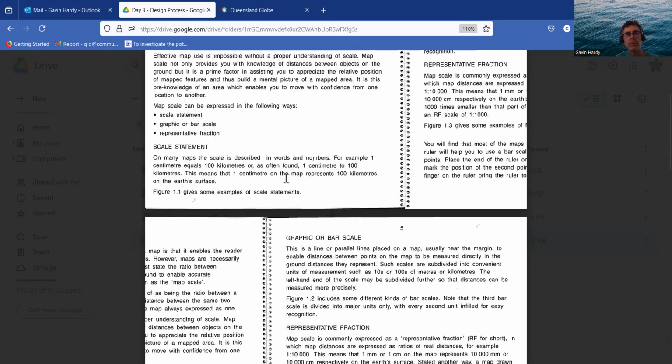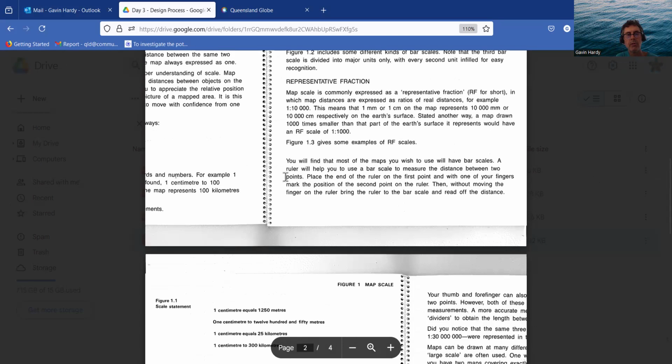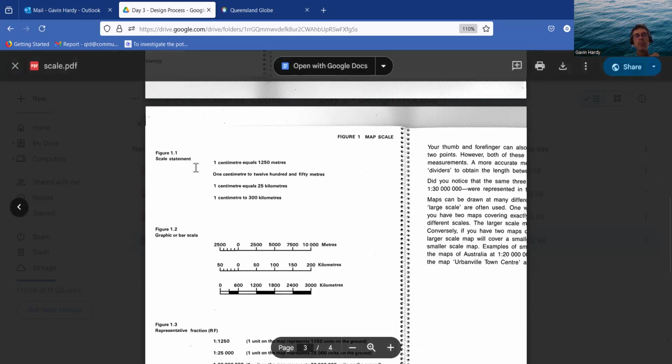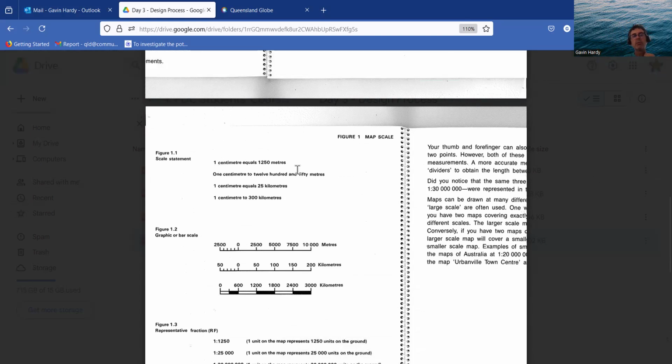We'll scroll down, and I wanted to show you different ways of representing scale. You can do it in 3 different ways. You can use a scale statement, so for example, 1 centimetre equals 1,250 meters, or 1 centimetre to 300 kilometers. That'd be a huge scale. That's a very big plan. That's sort of fitting the state of Queensland onto an A1 sheet of paper.